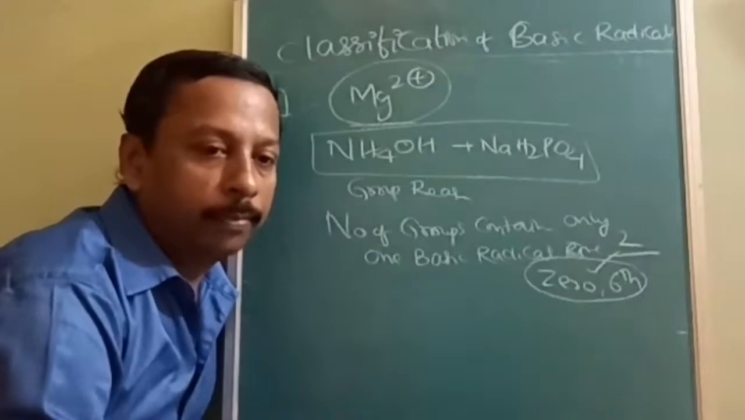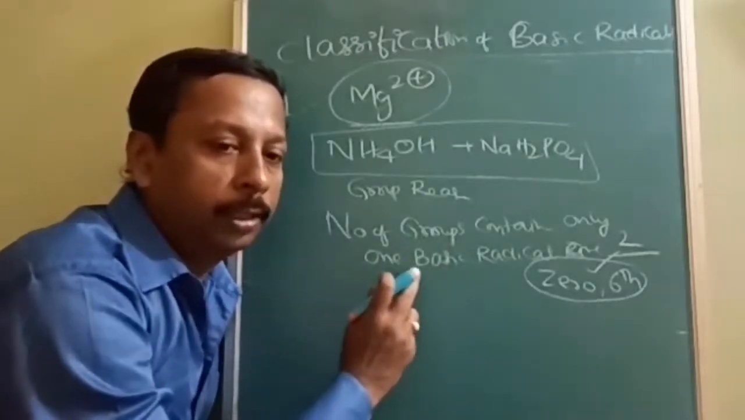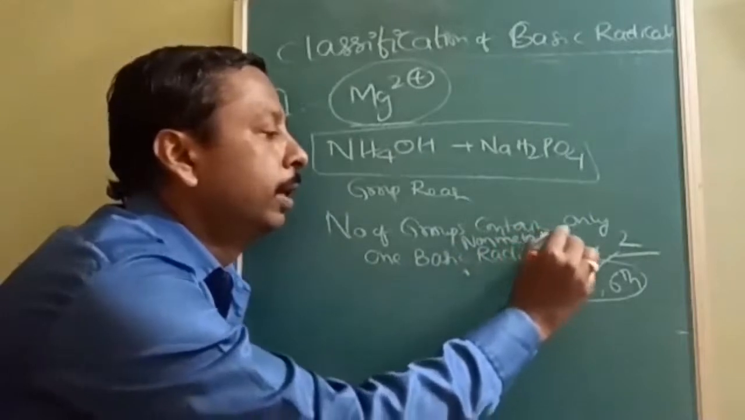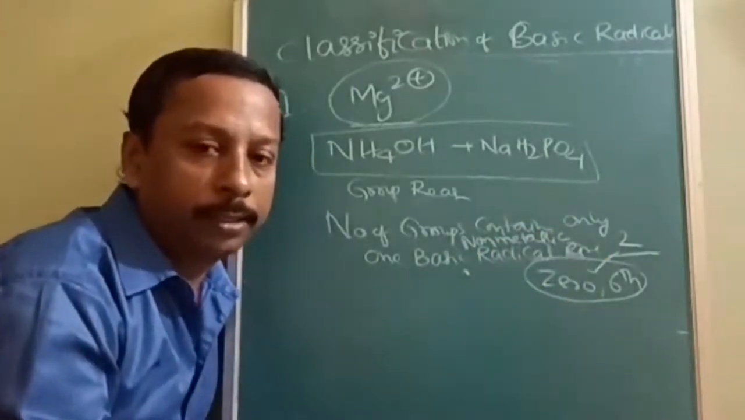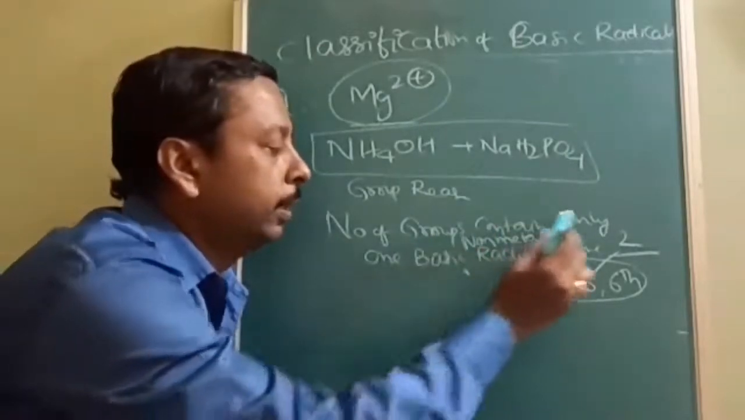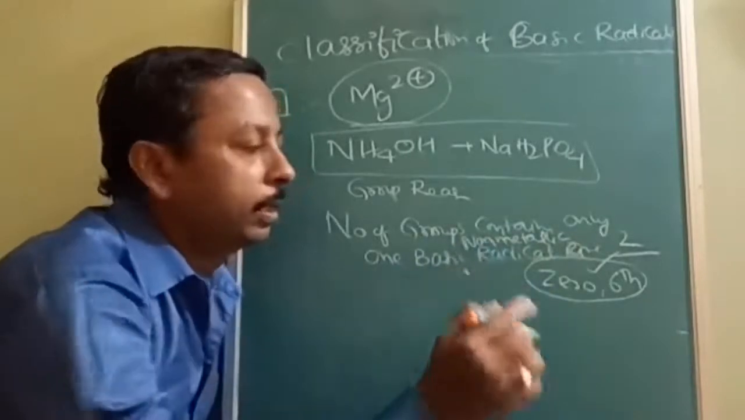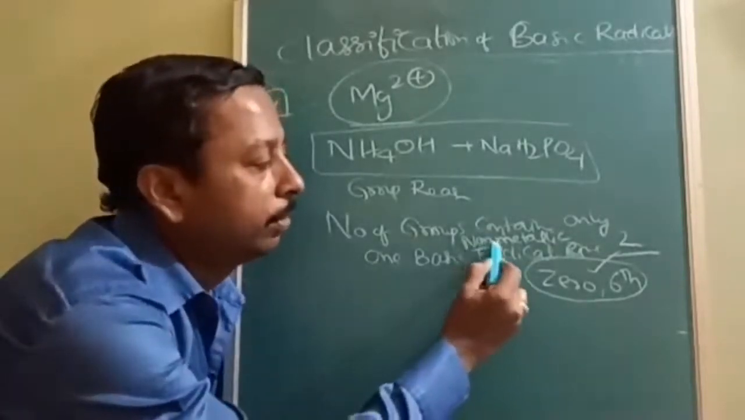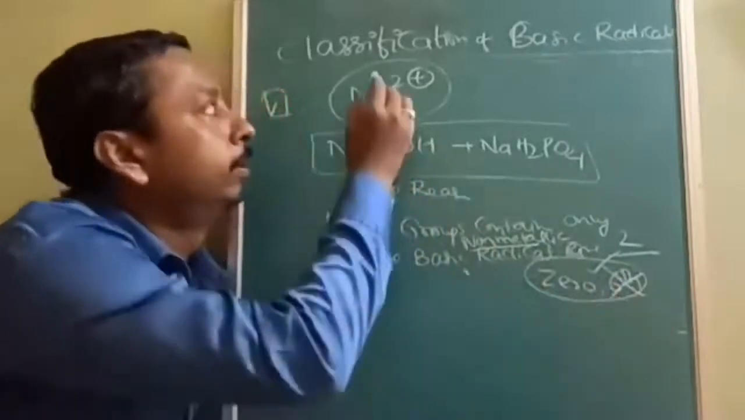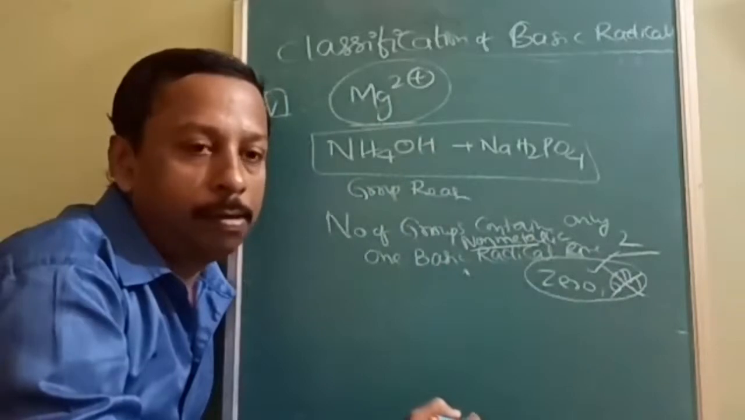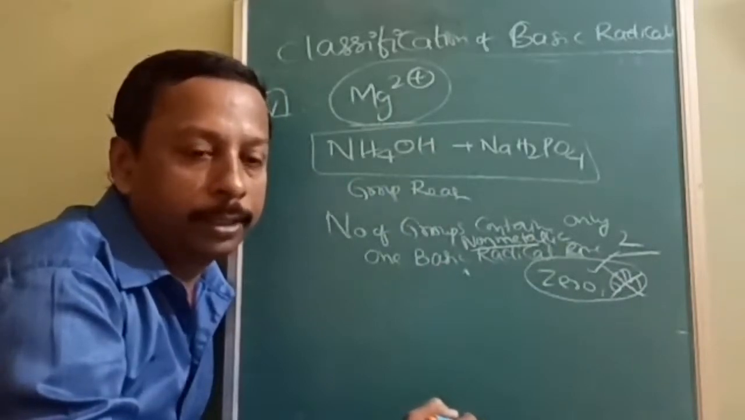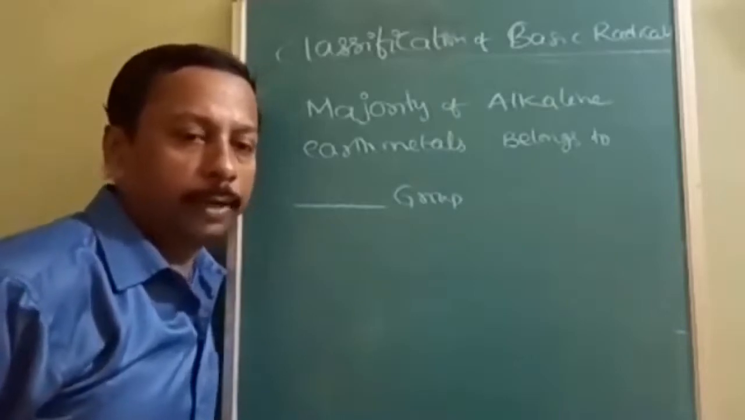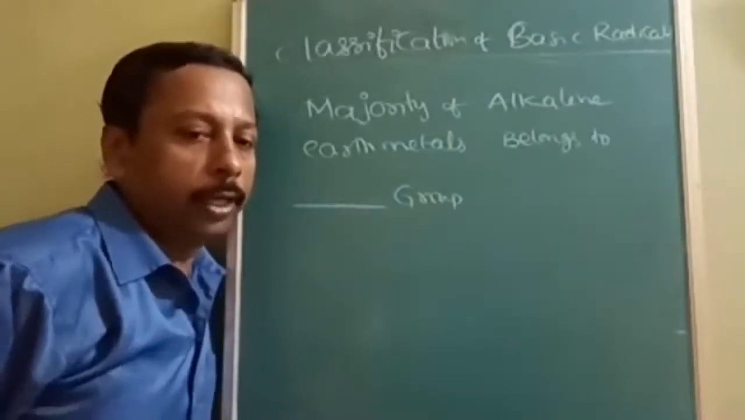Now, what if the question is changed to the number of groups containing only one basic non-metallic radical? Is the question understood? Once the word non-metal is added, the sixth group will not be counted, because the sixth contains magnesium 2 positive, which is a basic radical but metallic. Understood?